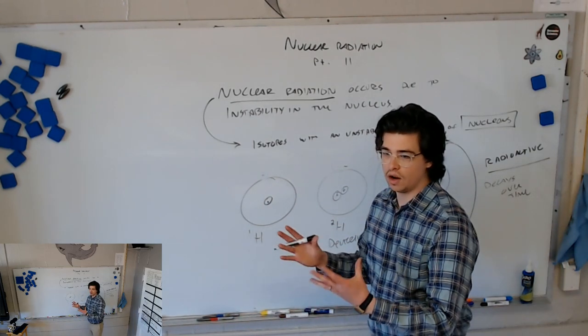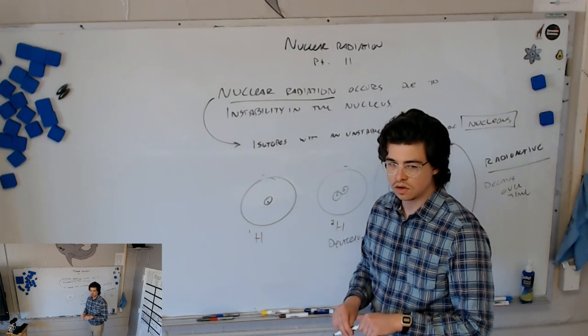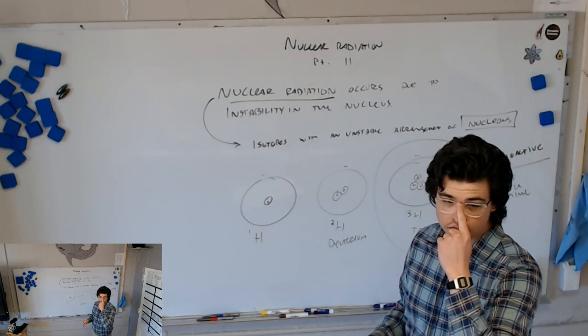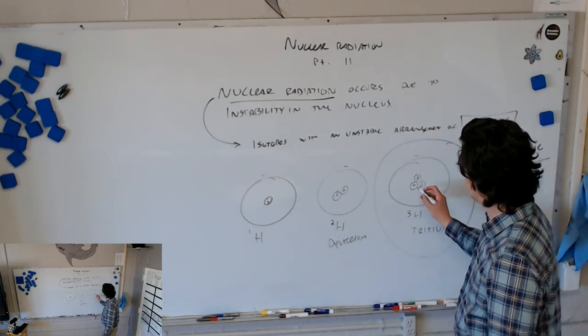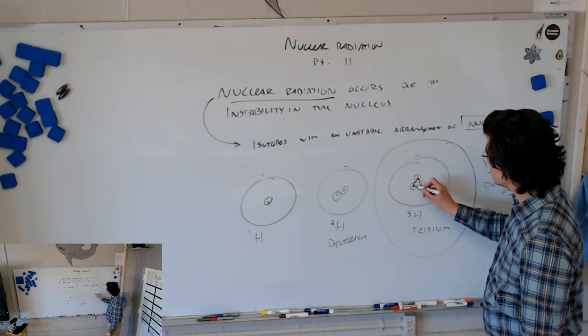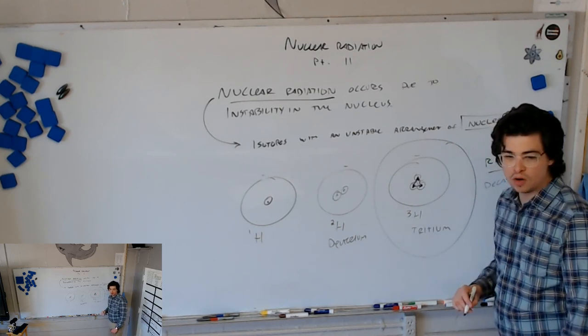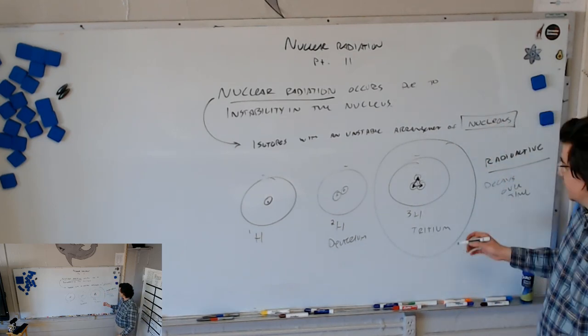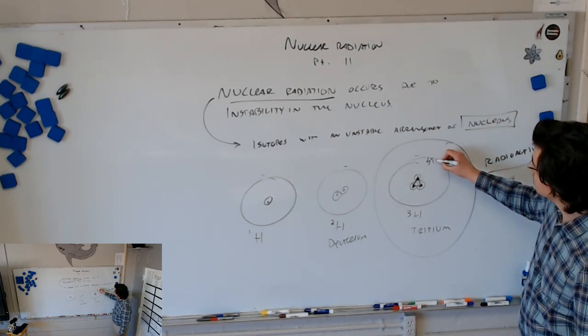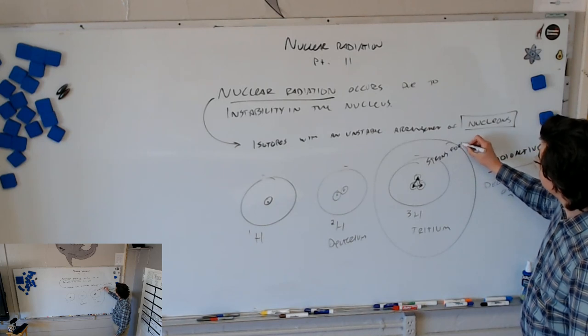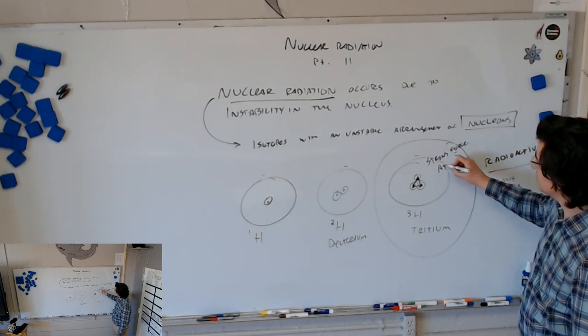What forces are at odds here? Strong force is one. Strong force is doing what to these nucleons? Holding them together. Yeah, the strong force is holding them together. And what force is opposing that? Electromagnetic. So let's write that down. So the strong force is attractive in this case.